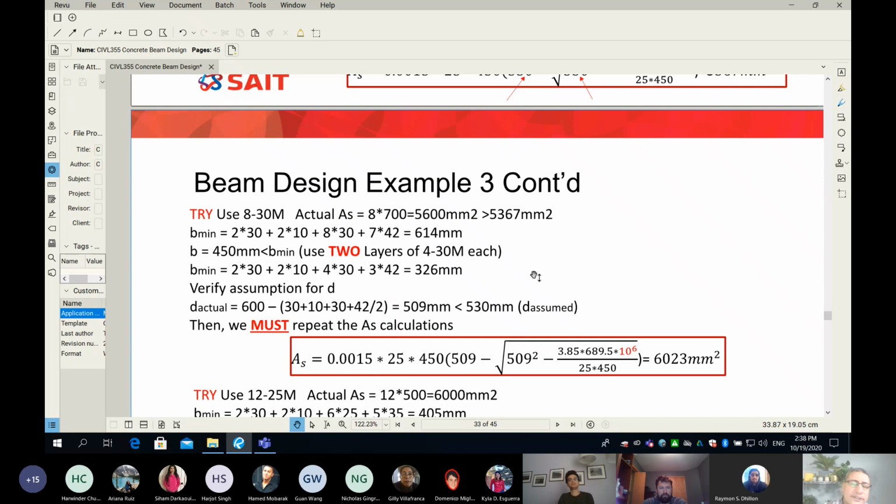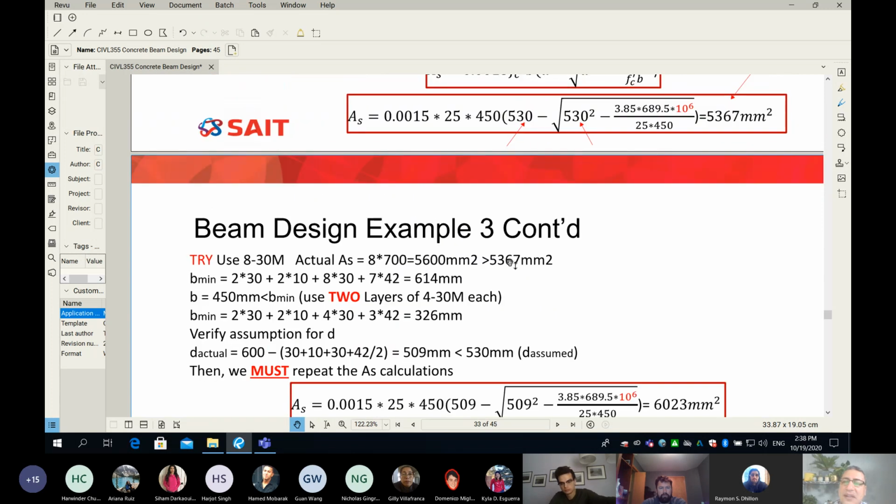A30M, because it's very simple. You divide whatever number you get from the equation by 700, you'll get 7 point something, and we cannot use 7.5, we have to make it a round number. So we end up saying, okay, 8 30M. And 8 30M is your actual steel for now. And remember, for now means at the moment, but maybe it changes later on. But for now, I'm going to say area of steel equal to 8 times 700. Area of steel is equal to 5600, which is more than this number, then we're okay.